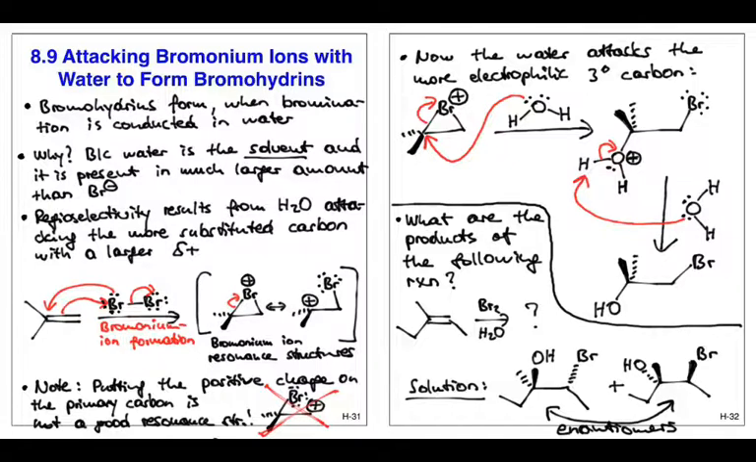Now the second product forms by having the bromine attack from the front of the double bond, so that you form a bromonium where the bromine points to the front, and then the water opens it up from the back side. Okay, so that's how you get those two enantiomers. So try to draw out that mechanism, and practice some more. Very important.